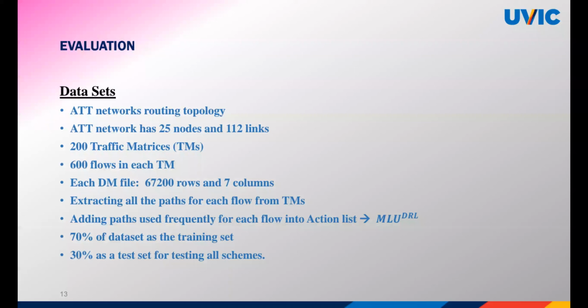The data set that we use belongs to the ATT network routing topology. The ATT network has 25 nodes and 112 links.